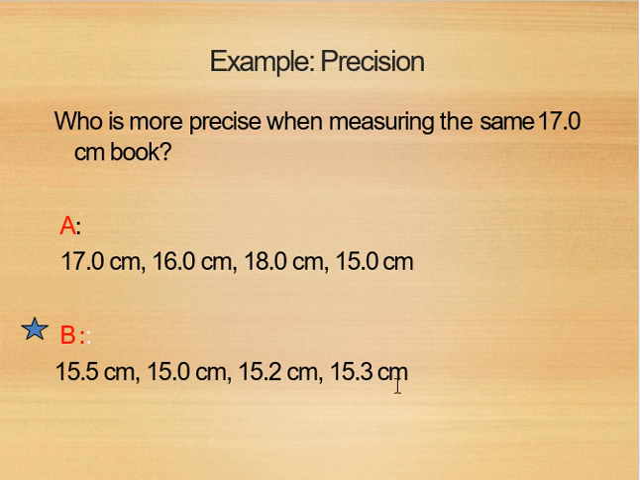Okay, so we are not talking about accuracy. Please keep in your mind, your measurements show values like this: 15.0, 0.2, 0.3, 0.5, like this. Who is more precise when measuring the same 17 centimeter book? This one is more precise because the four values are near to each other, and it is showing a small variation. But if you see here, it is not a precise value.